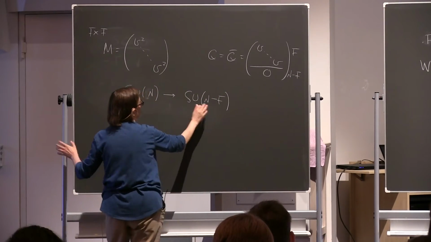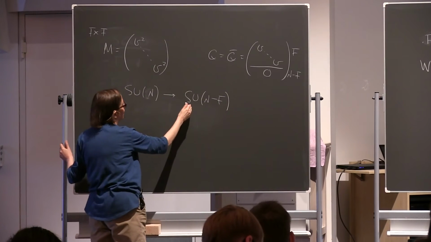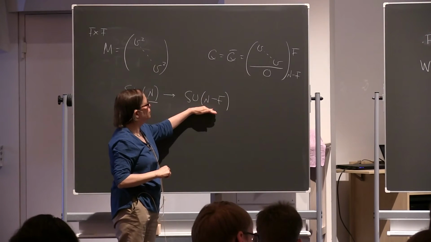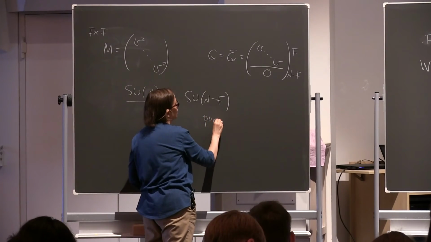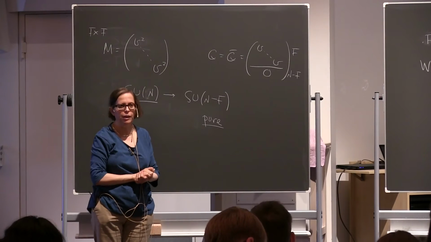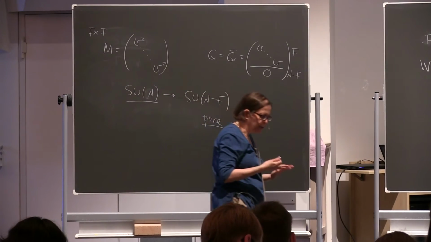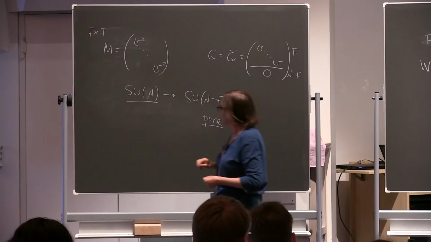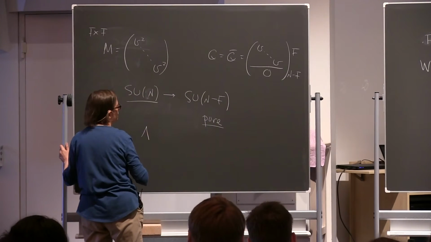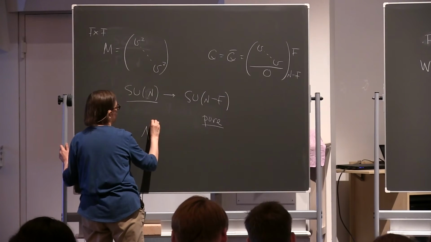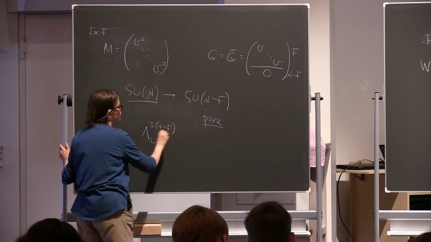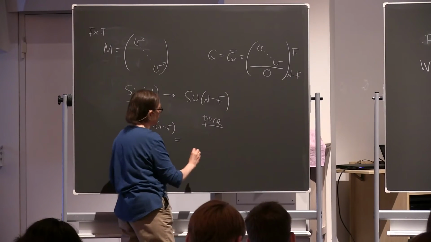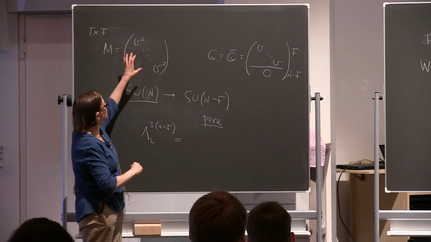Now, what's the scale of this? First of all, what do we have? We started from this SU(N) theory, we went along this flat direction. We have an SU(N minus F) theory that's completely pure Yang-Mills. There's no more light flavors that remain. So this is just pure SU(N minus F). What is the scale of this theory? Lambda L to the power 3(N minus F), because that's just the beta function with no flavors, should be equal to, we should match the couplings at the scale V.